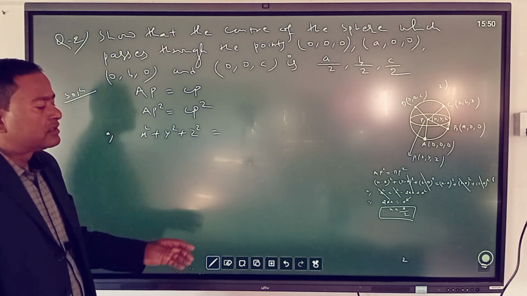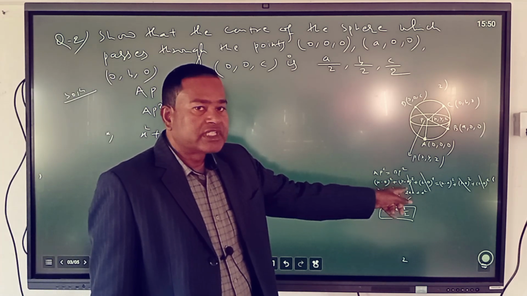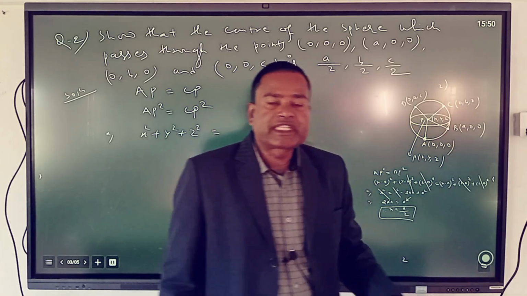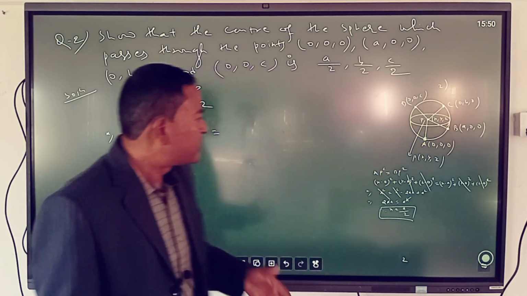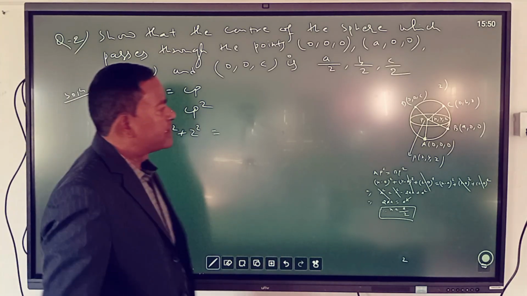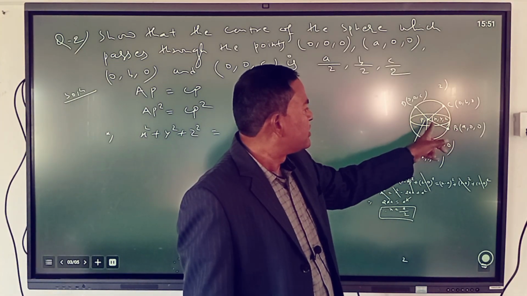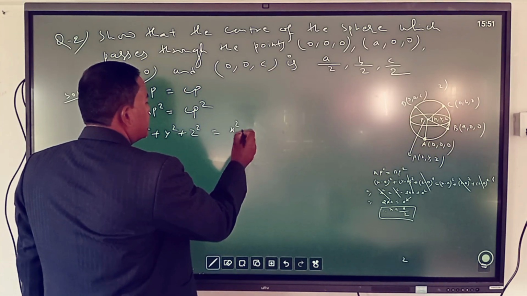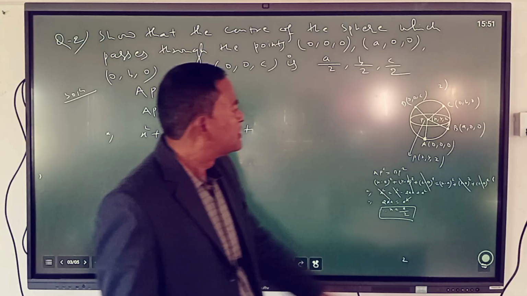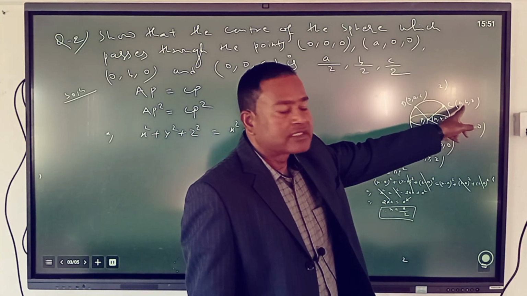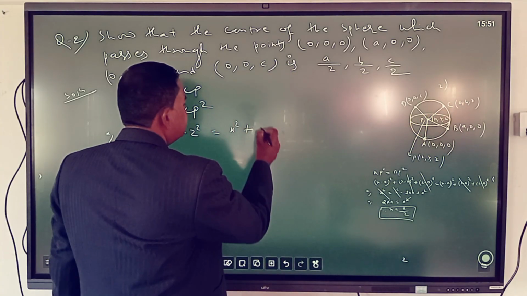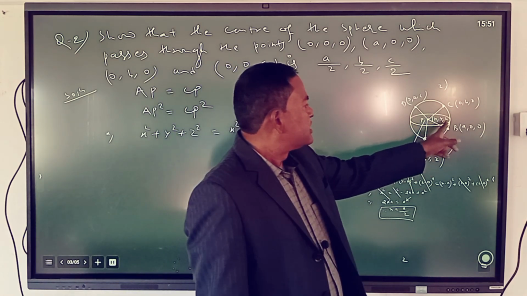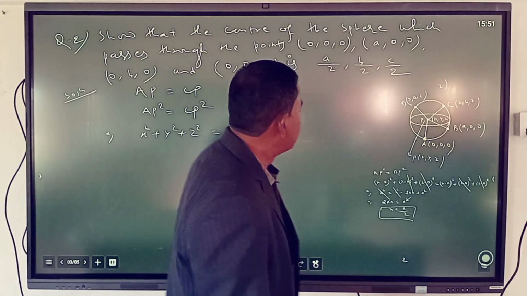So dear student, x minus 0 whole square, y minus 0 whole square, z minus 0 whole square. That means we'll get x square plus y square plus z square. Now CP square. The distance of CP will be x2 minus x1, that means x minus 0 square, so we get x square, plus y2 minus y1, that means y minus b whole square, plus z2 minus z1, that means z minus 0 whole square.